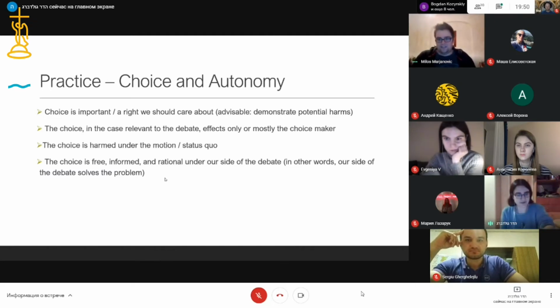All of the three factors that I've listed here, free, informed, and rational, none of them are a binary. It's never 100% free or 100% coerced. It's usually on a spectrum and somewhere in the gray area. And the interesting question in most debates is, where do we draw the line?